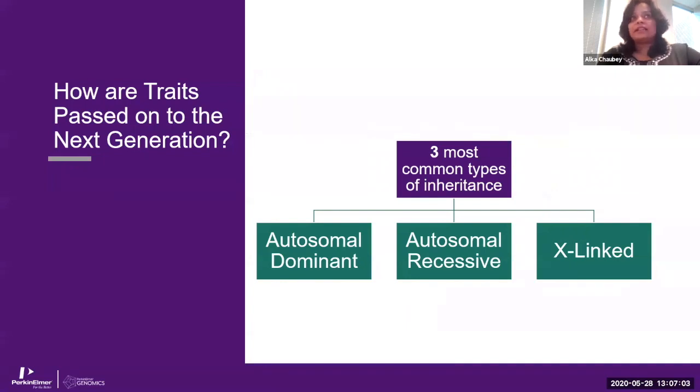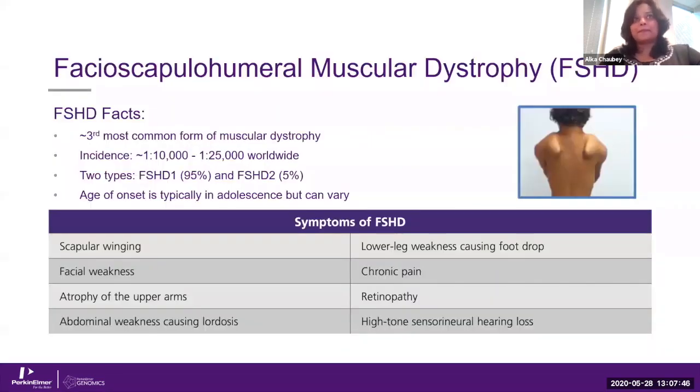But when I mentioned the mode of inheritance for any genetic disorder, what that essentially translates into is how traits are passed on to the next generation. If we look at the broad buckets, there are 3 most common types of inheritance. One is called autosomal dominant, the other is autosomal recessive, and then we have X-linked. There are some other forms also, which we will not go into, because for the purpose of today's talk we are mostly focused on autosomal dominant inheritance for FSHD, which I will explain in a little bit. So that is what we want to understand. What does autosomal dominant mode of inheritance mean?